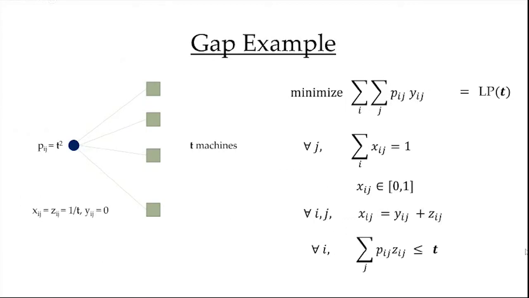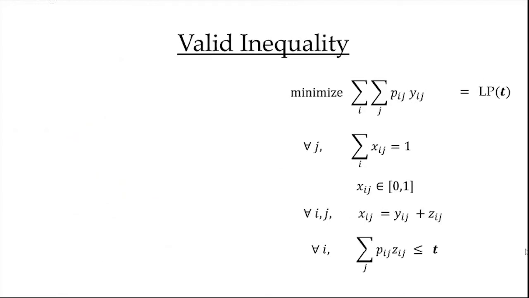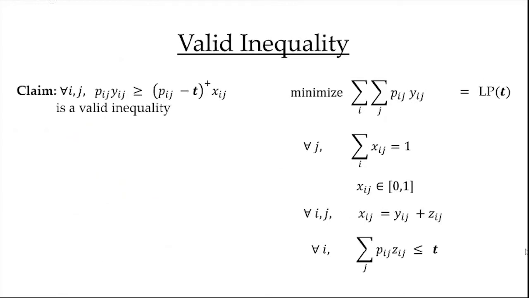I'm just saying that from the integer to the linear, I get a gap. So what I'm trying to get at is I want to strengthen this LP by adding some inequalities which are true for the 0-1 problem, valid inequalities for this LP. And that's the thing I was getting at. So this is the valid inequality that I'll be adding, and this is going to be useful.